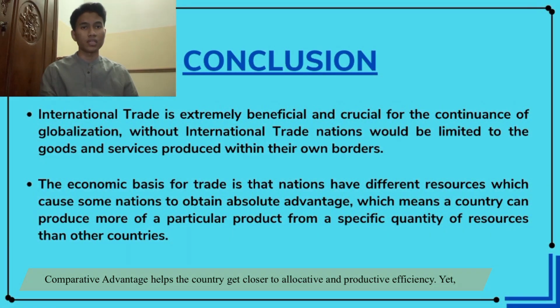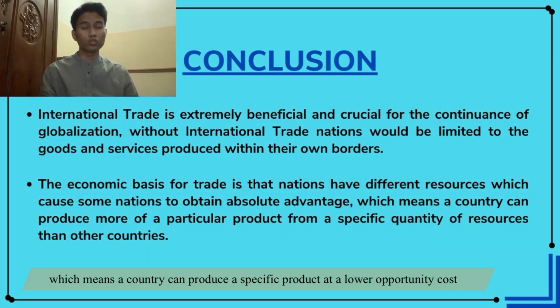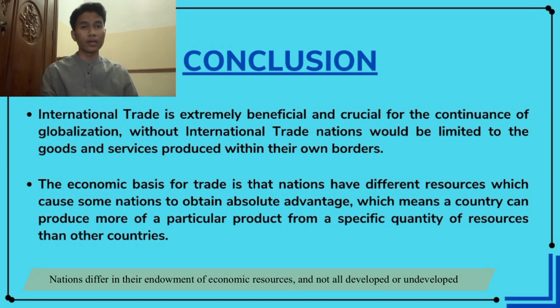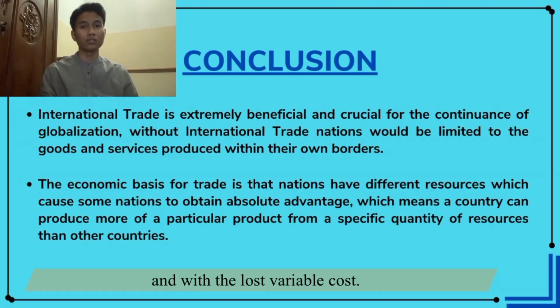Comparative advantage helps the country get closer to allocative and productive efficiency, yet one must keep in mind that some countries, on the other hand, have comparative advantage, which means a country can produce a specific product at a lower opportunity cost than other countries. And opportunity cost plays a major role in international trade. Nations differ in their endowment of economic resources, and not all developed or undeveloped countries have the same technology to produce products needed in an efficient way and with the lowest variable cost.